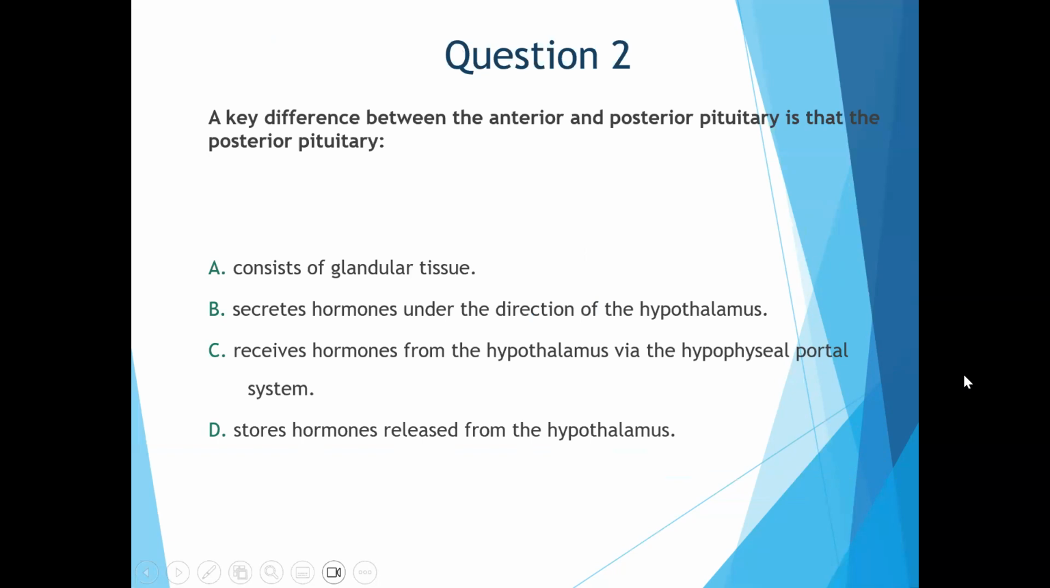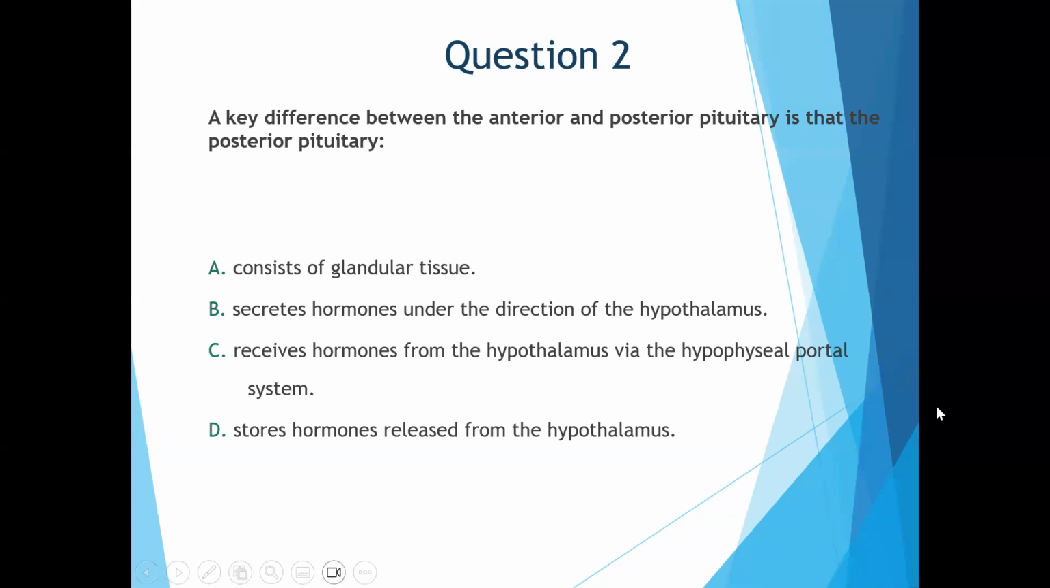Okay, so review question 2. A key difference between anterior and posterior pituitary gland is the posterior pituitary: A, consists of glandular tissue; B, secretes hormones under the direction of the hypothalamus; C, receives hormones from the hypothalamus via the hypophyseal portal system; or D, stores hormones released from the hypothalamus.